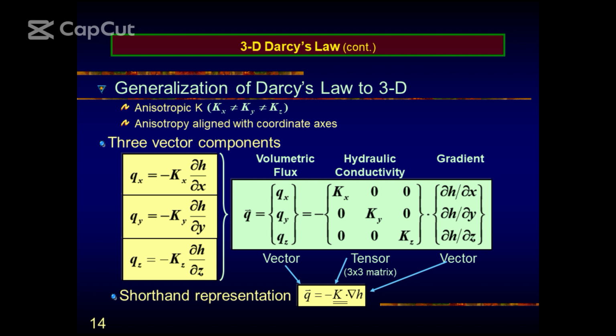Because Q equals K dot del H. Am I right? And don't forget, this is another vector, which will have 3 values. So when performing the vector operations, when you have just a diagonal matrix, it makes the computation easier. Are you following? Okay. Any question before we move on? No question.